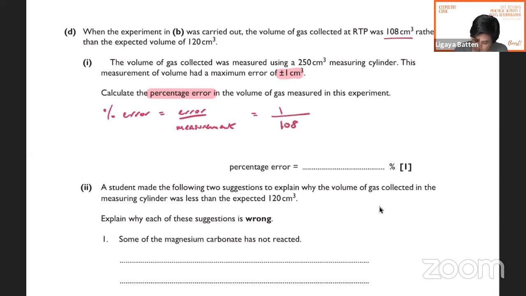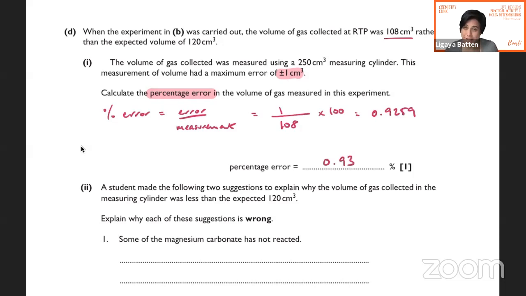So 1 divided by 108, and then times by 100 to get the percentage. So just using the calculator, 1 divided by 108 times by 100 gives 0.9259. And for percentages, I would normally round to two decimal places. So I'll give the answer as 0.93.